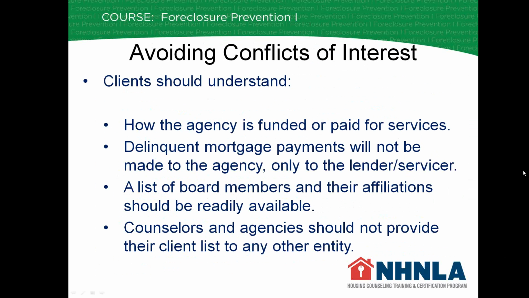Avoiding conflicts of interest is very important because clients should understand how the agency is funded or paid for services. That should be out in the open. They should understand delinquent mortgage payments will not be made to the agency, only to the lender or servicer. A list of board members and their affiliations should also be readily available in case someone asks. And counselors and agencies should not provide their client list to any other entity. So they shouldn't be selling it for marketing purposes, that sort of thing.